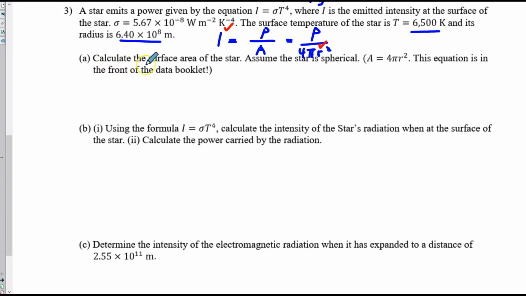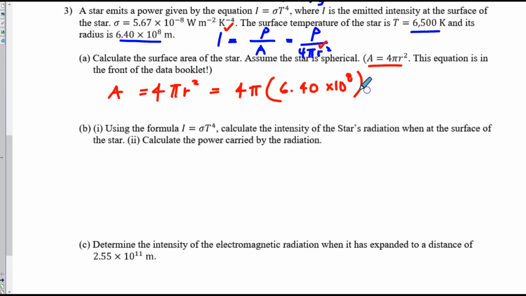What are they asking first? Calculate the surface area of the star. Oh, well, it's a sphere, right? Stars are spherical, and it says assume that. So we use the equation, which is given in your data booklet. The radius of the star is 6.40 times 10 to the 8 meters. And our unit will come to meters squared.